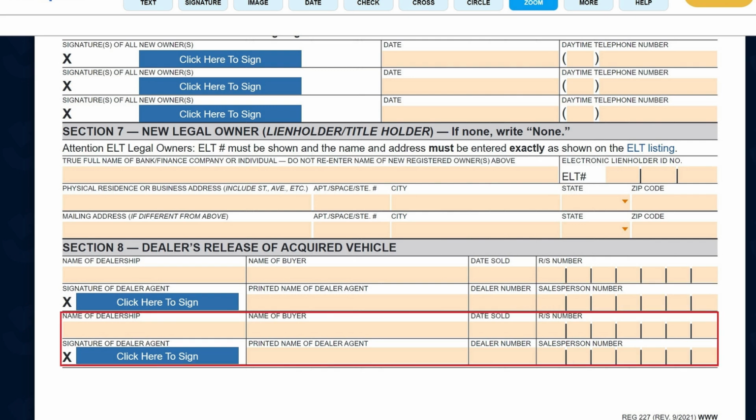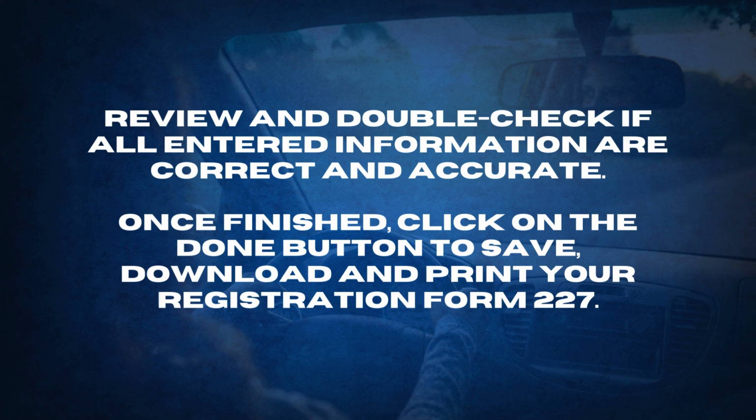Review and double-check if all entered information is correct and accurate. Once finished, click on the Done button to save, download, and print your Registration Form 227.